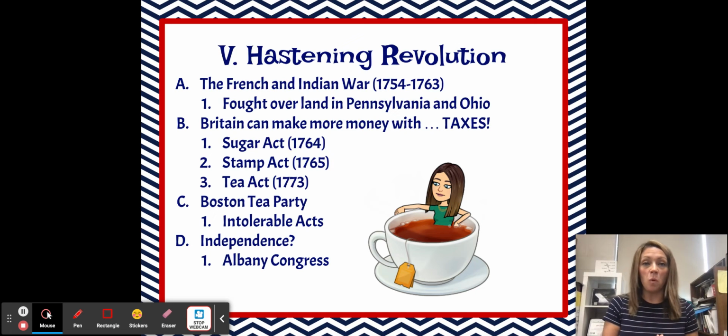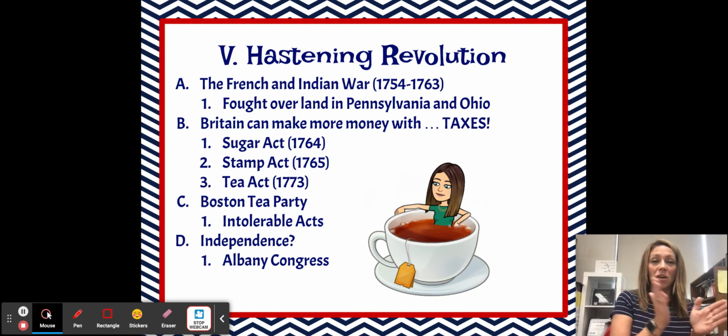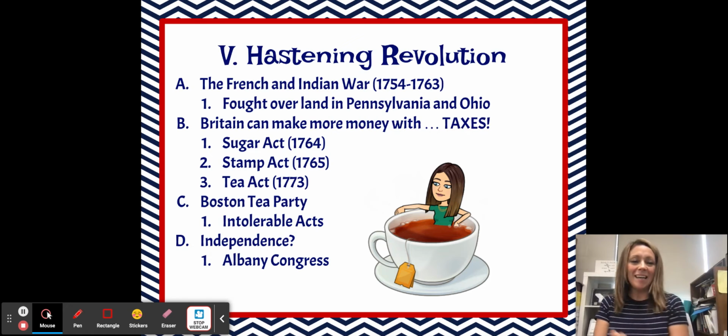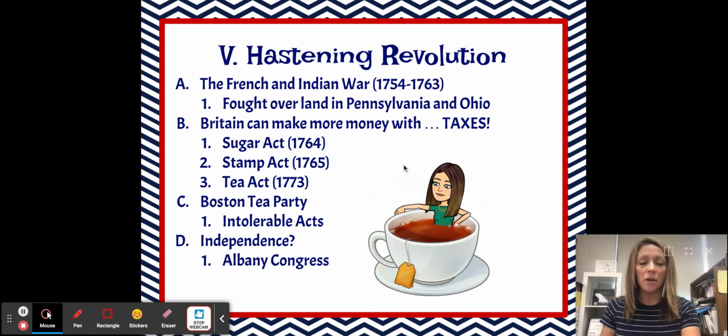During this war, the colonists were fighting alongside the British soldiers against the French and the Indians, okay? So Native Americans and the French were fighting for control over land in Pennsylvania and Ohio, and they're fighting against the colonists and the British. It's kind of weird to think about the colonists and the British fighting on the same side, but that's what they did in this war. Eventually, with the help of the British, the colonists were able to be victorious in this war.